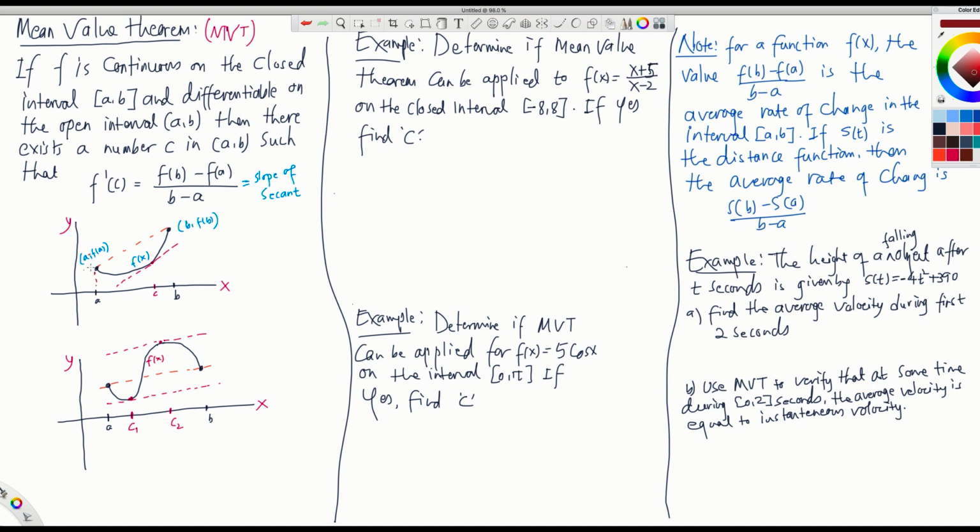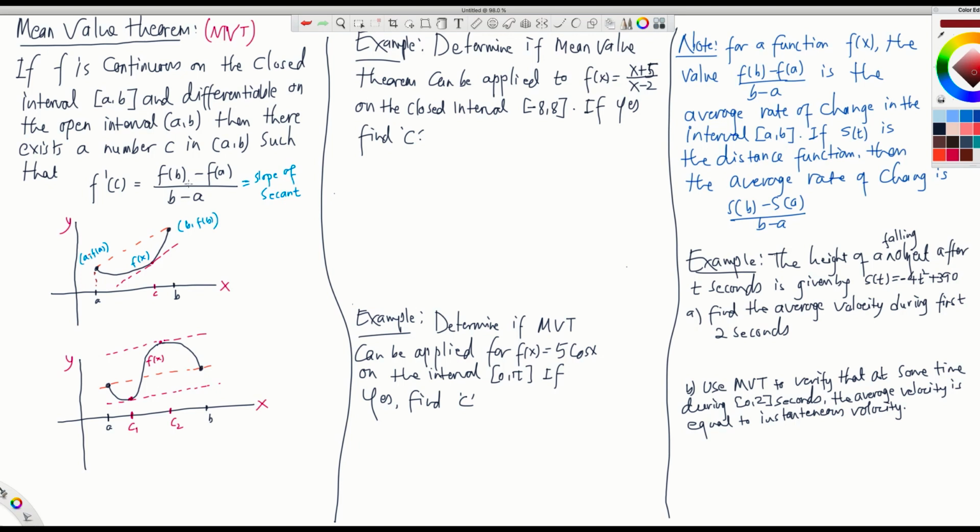So the slope of the line joining this point and that point is f(b) minus f(a), that is y2 minus y1 over x2 minus x1. So that's the slope, right? What does it say? If a function is continuous in the closed interval [a, b] and differentiable in the open interval (a, b), then you will be able to find a point c between a and b such that the tangent line at the point c is parallel to the secant line, because the slope is equal to the slope of the secant line joining the endpoints.